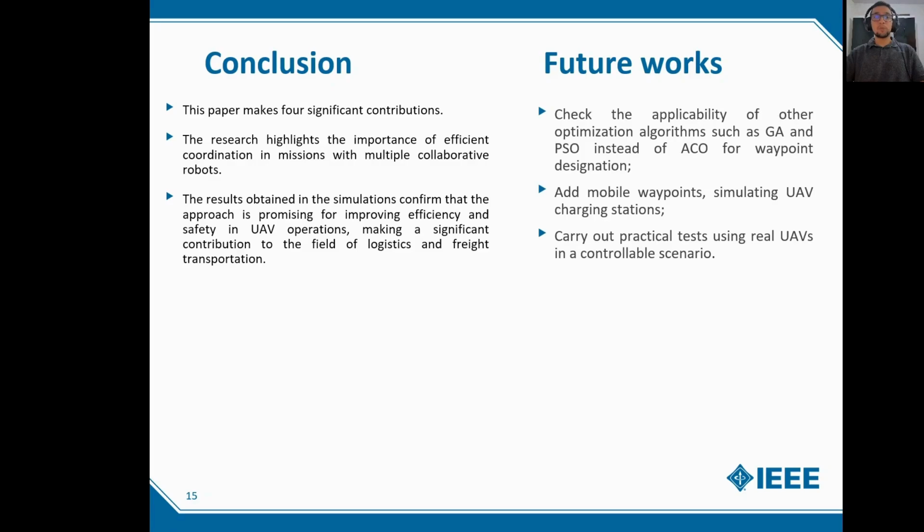Thirdly, we validate the algorithm in fictitious scenarios with sparse points and adding limitations on the UAVs. Finally, the algorithm can be used to analyze the feasibility of carrying out missions and can indicate the ideal number of UAVs. The research highlights the importance of efficient coordination in missions with multiple collaborative robots, emphasizing the need to efficiently integrate navigation and sensing for collision avoidance and efficient route planning.